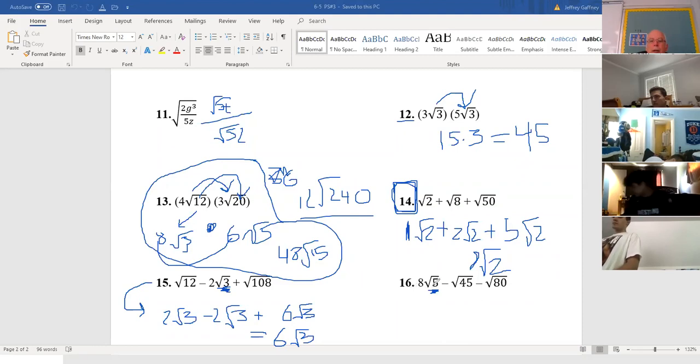All right, number 16, I underlined a like term that you want to strive for. Hint, hint. So give that one a shot. Have fun.